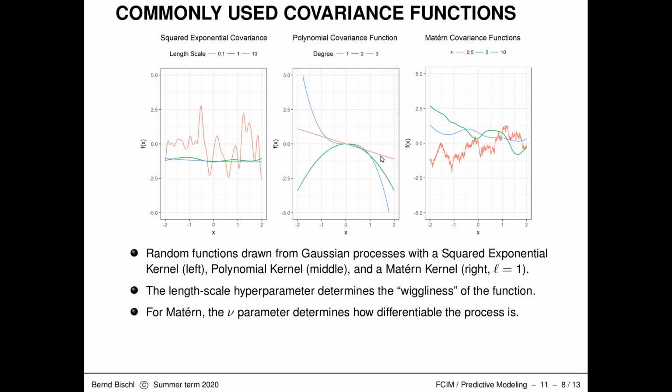Here are polynomial covariance functions with different degrees and sampled functions from these. And here you can see the Matérn covariance function. Here I haven't varied the length scale. That would have a very similar effect as for the squared exponential. Here I've varied this new parameter, nu, and hopefully you can see what I mean with this differentiability that is affected through the new parameter. So the larger nu becomes, the more differentiable the process becomes. At least you can hopefully see this visually from the roughness of the resulting curve. I don't want to go into too much detail here now.